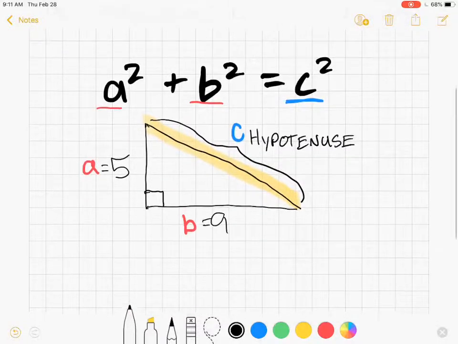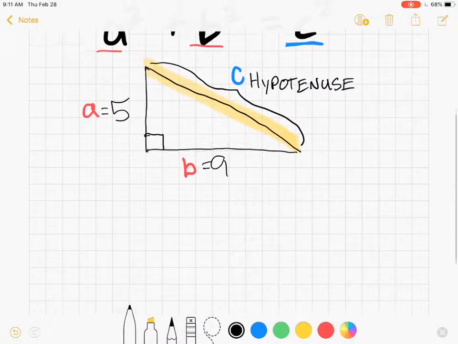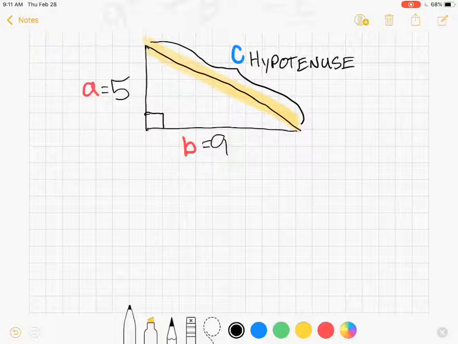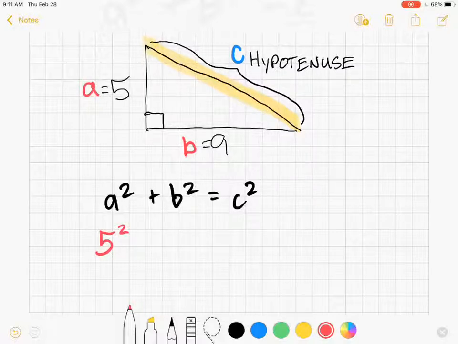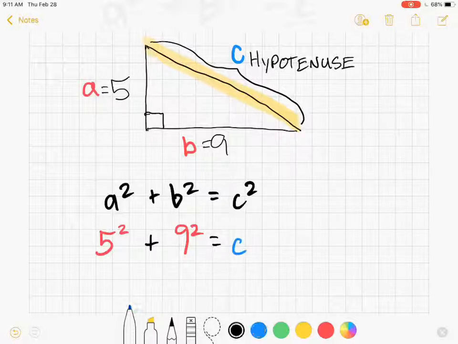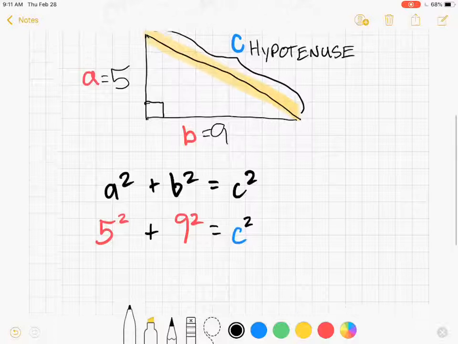So let's try it out. The Pythagorean theorem is a squared plus b squared equals c squared. Well, a is 5, so we're going to do 5 squared, plus b is 9, so we're going to do 9 squared, equals c squared. It doesn't equal just c, it equals c squared.